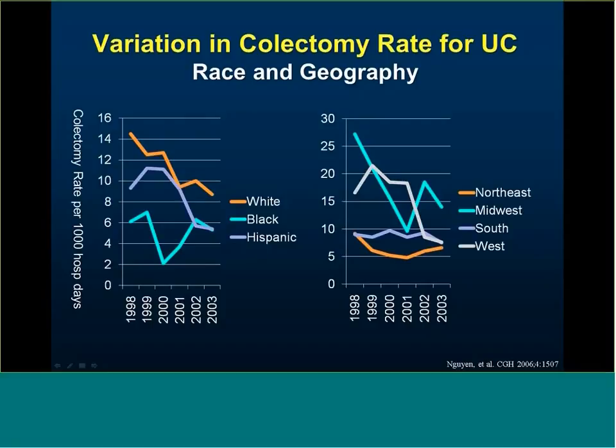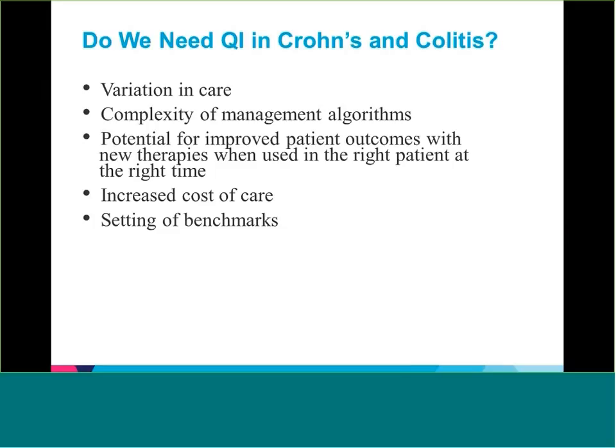But it's not just about race. Geography seems to matter as well, and you can see they're very different colectomy rates for ulcerative colitis based on whether you're seen in the Northeast, in the Midwest, in the South, or the West. Again, there's no judgment on any of this because we don't know what the right colectomy rate is for any of these patients, let alone for any one individual. But it's certainly curious that it's not applied uniformly according to race or according to geography.